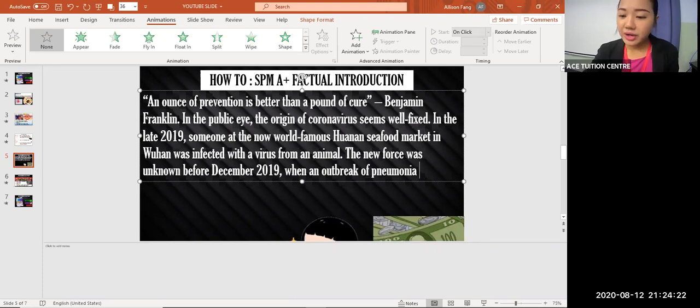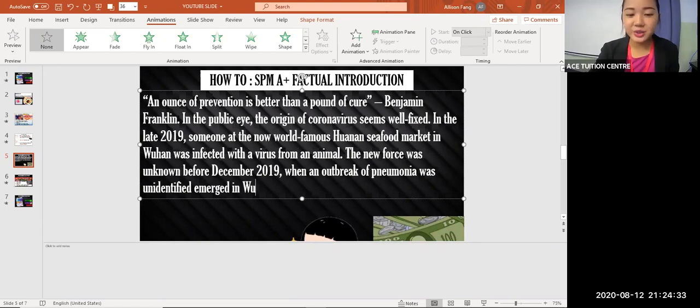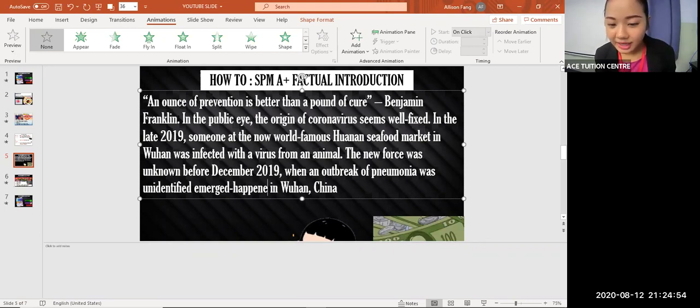So when an outbreak of pneumonia, unidentified, emerged in Wuhan, China. So it was found in Wuhan, China. I'm typing, give me a few seconds. The new virus was unknown before December 2019 when an outbreak of pneumonia, unidentified, emerged in Wuhan, China. If the word emerge is a bit tough for you, you could just use happened in Wuhan, China.